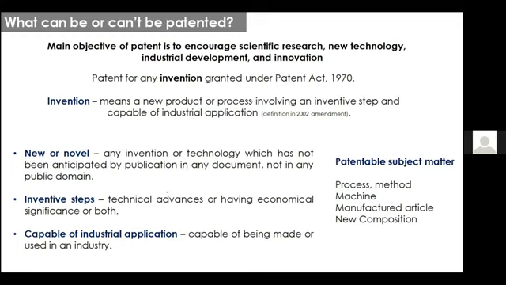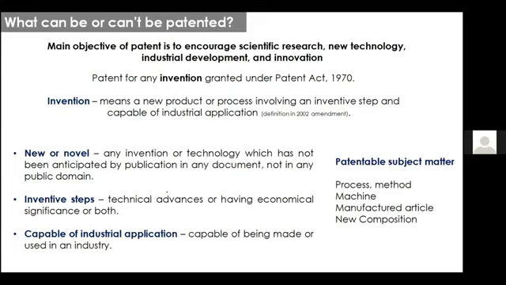And third, and the most important term, is capable of industrial application. So it means that your invention should be novel, it should involve some technical advance or economic significance, and at the same time be capable of being made or used in industry. Any invention which is new, having the inventive step and capable of industrial application can be patented. And the patentable subject matters are mostly four.